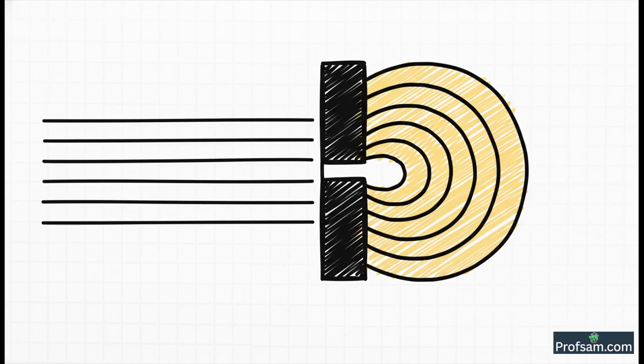Just imagine you're at the sea, okay? And you see water waves coming towards a small gap in a wall, like a harbor entrance. Now, do the waves just go straight through that gap? No, of course not. What do they do? They spread out. They bend out in circles on the other side. Well, guess what? Light does the exact same thing.